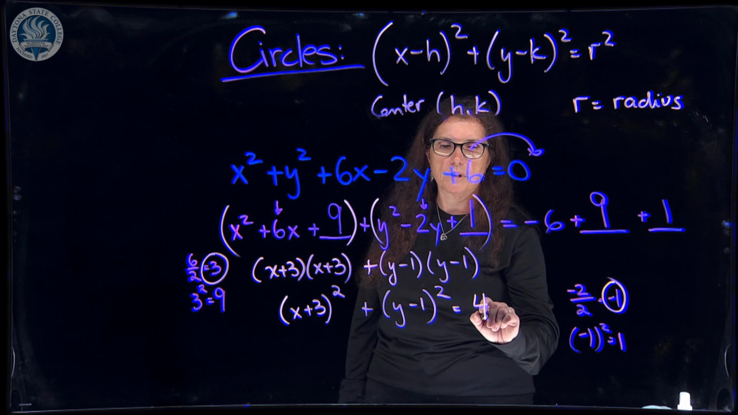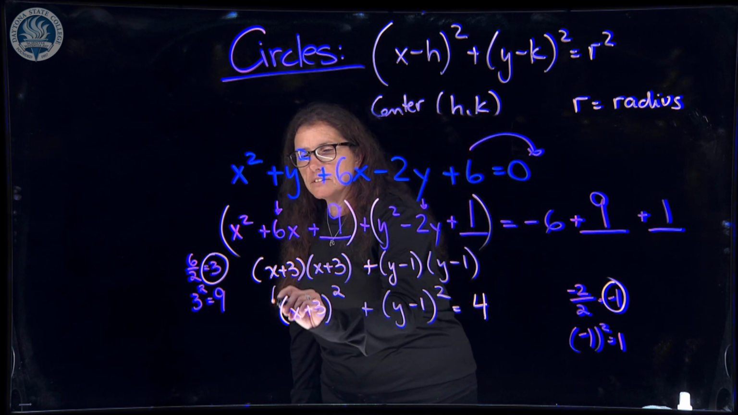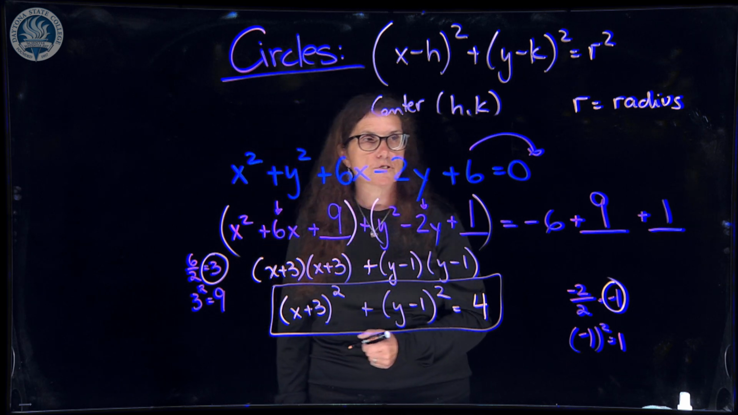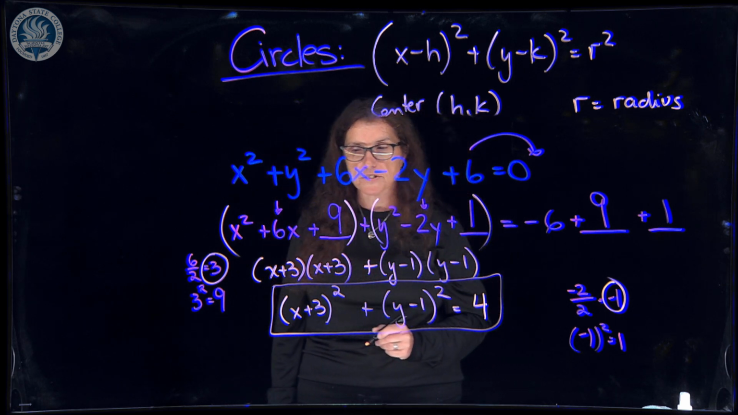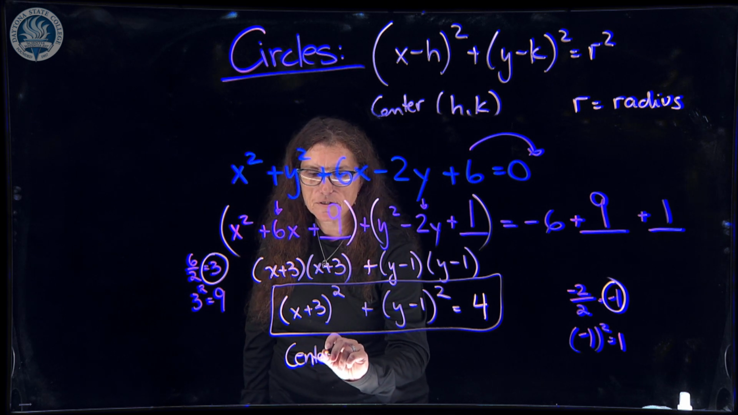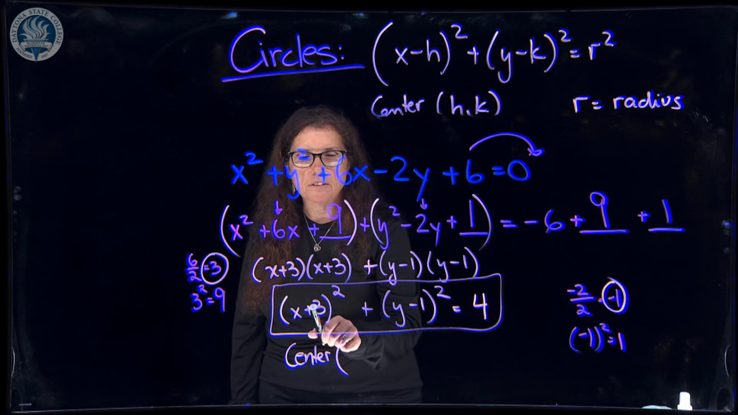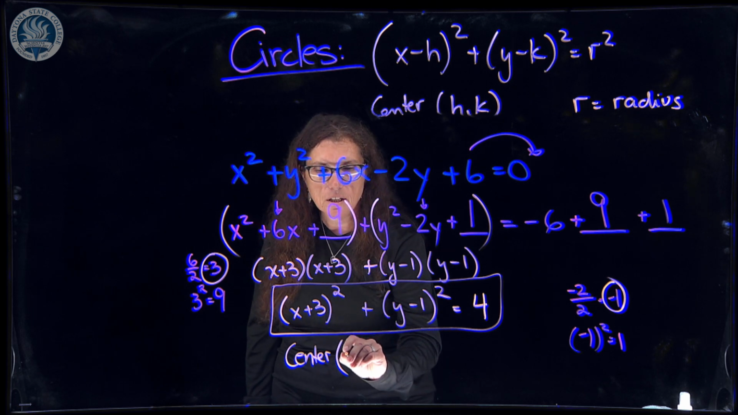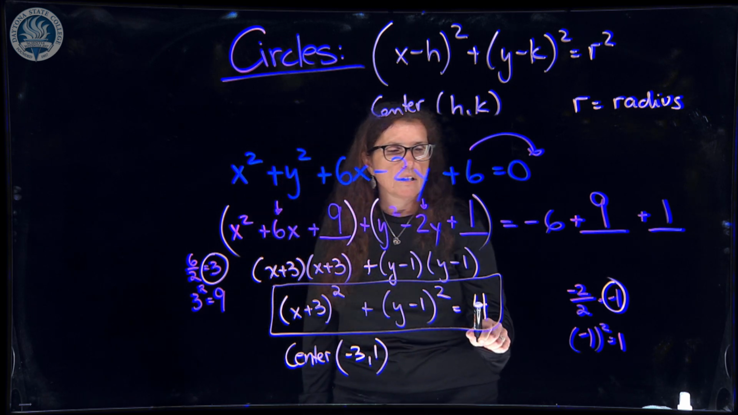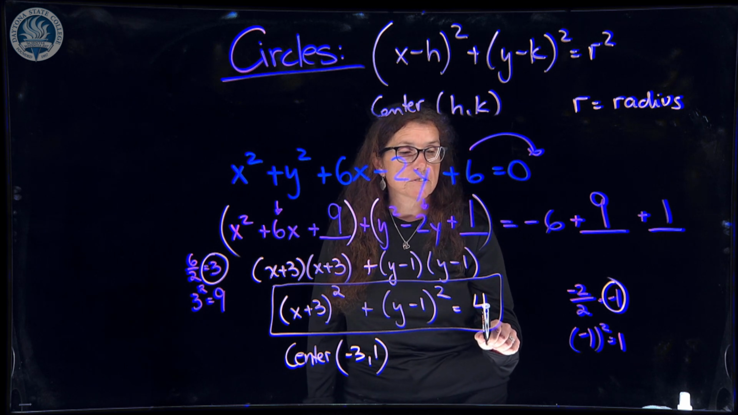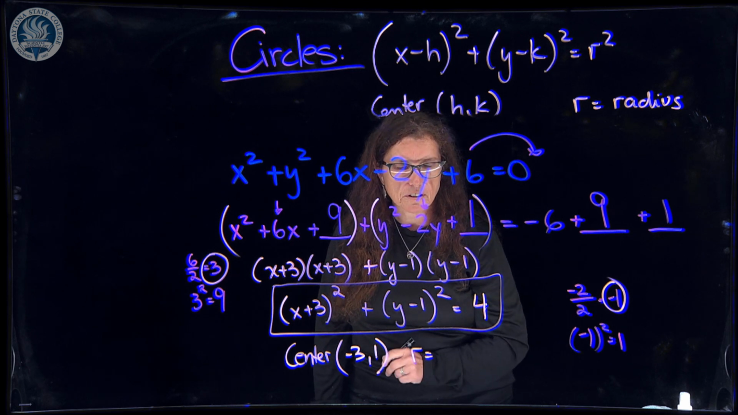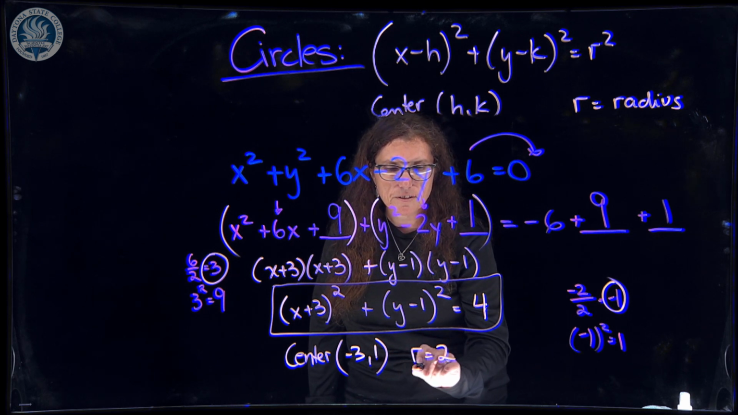Oh, it gets even better. Here you go. Done you are. That is the equation of your circle. But I could go one step further. What is the center of this circle? The center, h and k, negative 3 comma positive 1. Remember, the 4 represents the radius squared, so if you take the square root out of 4, that gives you the radius, and that is 2.